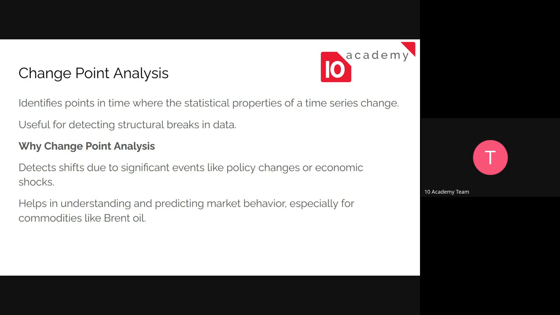So let's imagine that there was a constant increase in the price of oil, and when there is a sudden drop in the price of oil, we can detect that point. That's why we're going to be using change point analysis. The reason we use this is to detect shifts due to significant events like policy changes or economic shocks. Whenever a new policy is introduced into the market, we can expect a change in the price of oil and other commodities, of course. And whenever there's an economic change, a change in GDP or sanctions and so on. So this helps us understand and predict market behavior, especially for oil and food and so on.